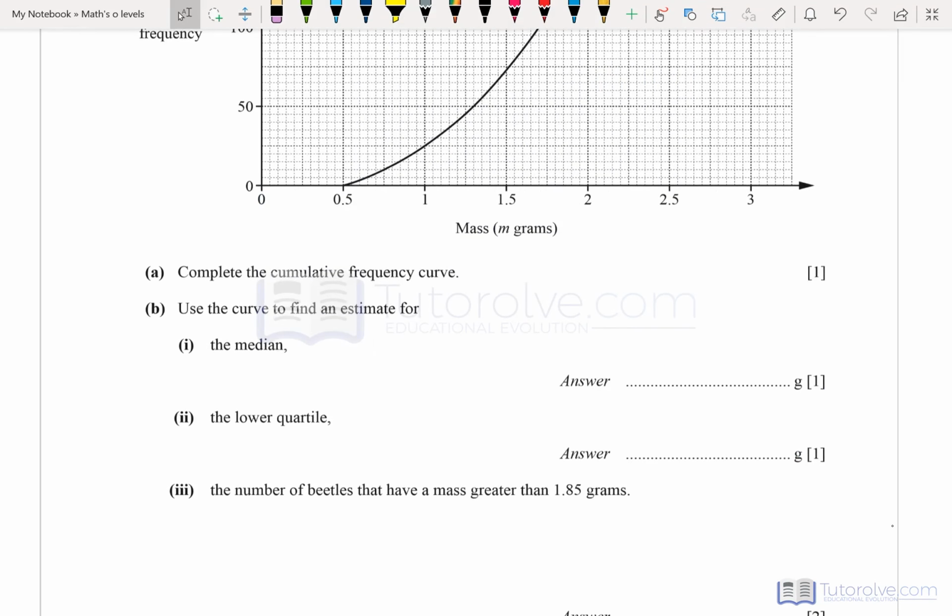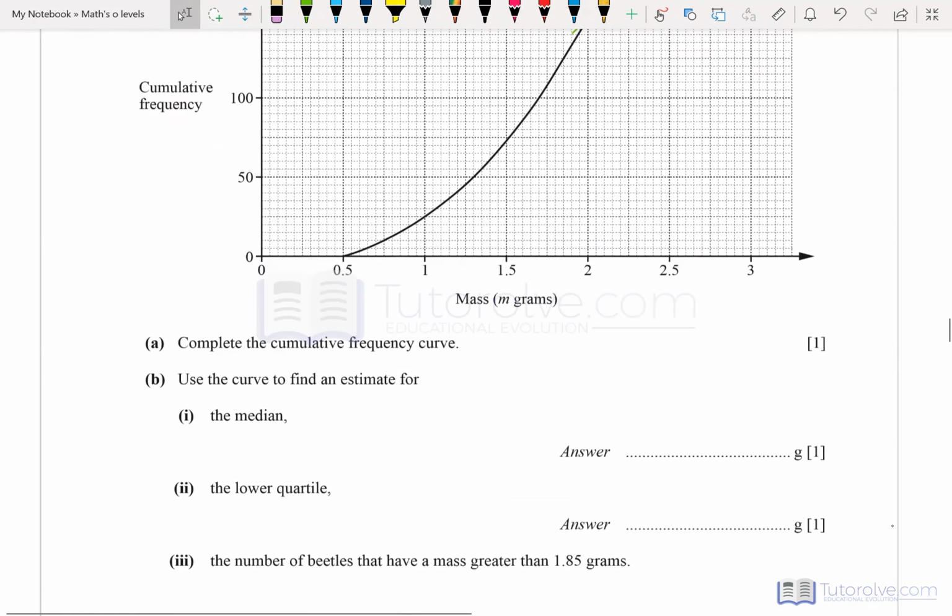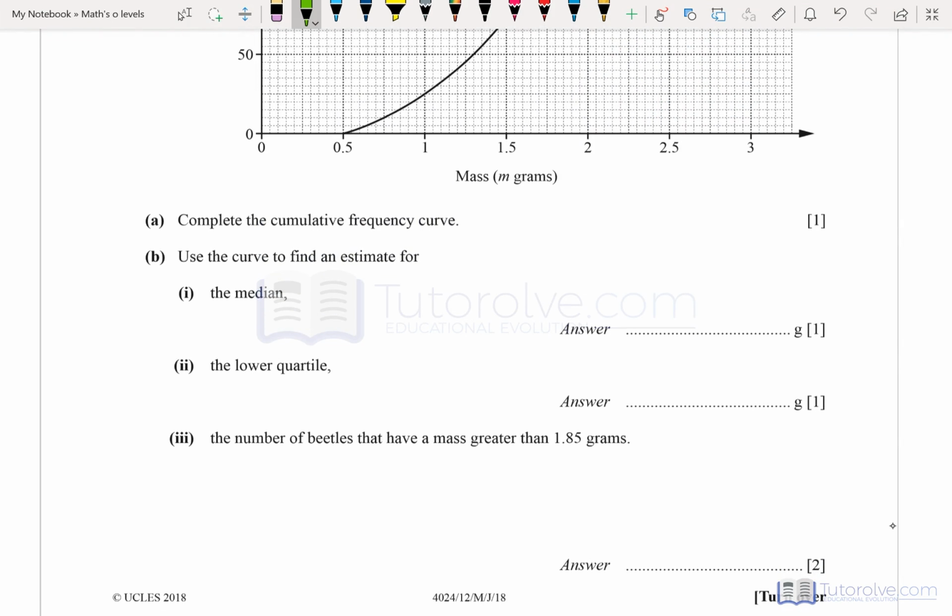So we have to use the curve to find an estimate for the median. Basically the median is half of your total frequency. Your total frequency is 200.